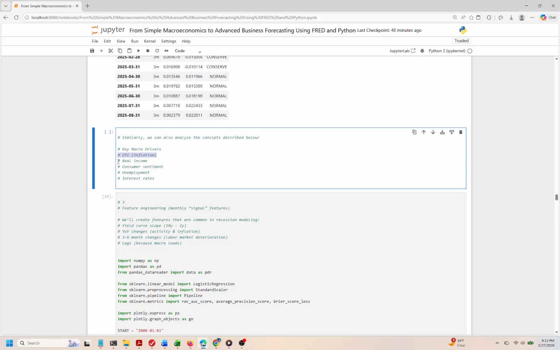It tracks the changes in the price level of a basket of consumer goods and services, providing crucial information about purchasing power. Next, we consider real income, which adjusts nominal income for inflation, reflecting what consumers can actually afford. This is vital for assessing economic well-being.